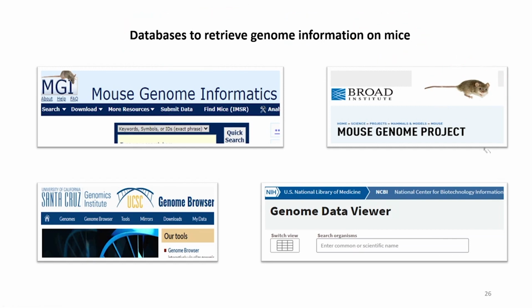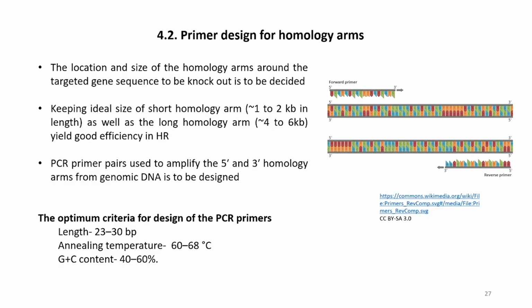the Broad Institute Mouse Genome Project. Then you have MGI, the Mouse Genome Informatics, and you have Genomics Institute, Santa Cruz Genome Browser, or the NCBI Genome Data Viewer. Let us start with the primer design for homology arms.